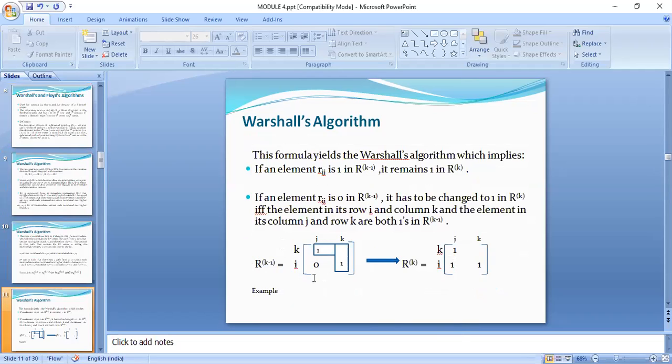But here in this case, it is 0. So in that case, you need to find out what is the value of Ik as well as Kj. Ik as well as Kj both should be equal to 1, to get the value of Ij as 1. That always you need to keep it in mind.